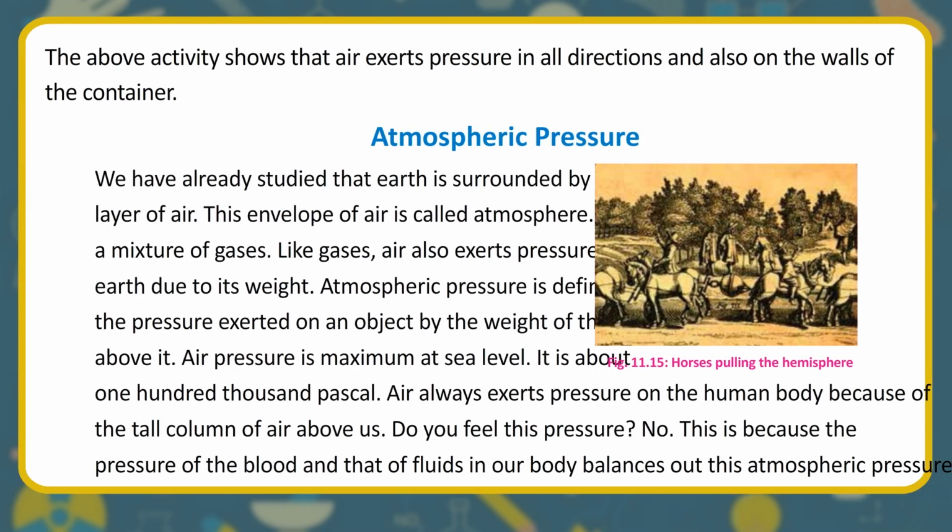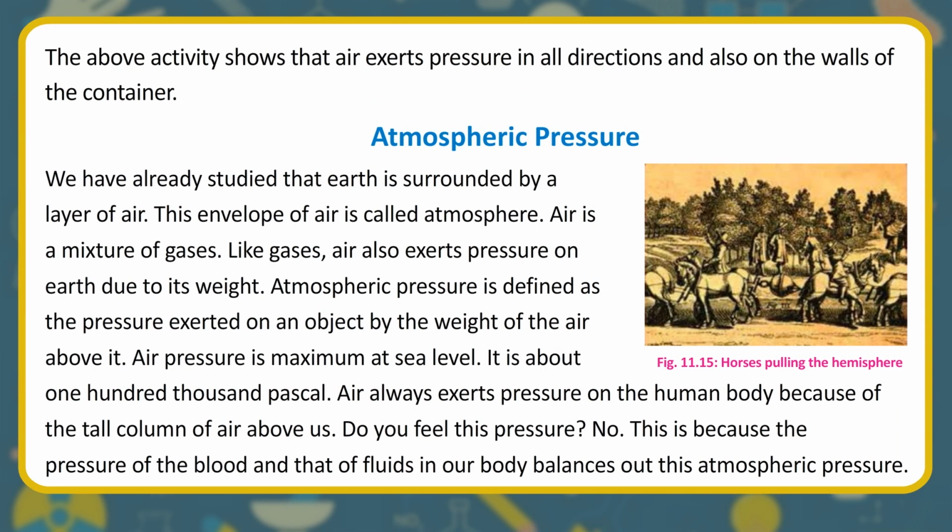Atmospheric pressure. We have already studied that Earth is surrounded by a layer of air. This envelope of air is called atmosphere. Air is a mixture of gases. Like gases, air also exerts pressure on Earth due to its weight. Atmospheric pressure is defined as the pressure exerted on an object by the weight of the air above it. Air pressure is maximum at sea level. It is about 100,000 Pascal.